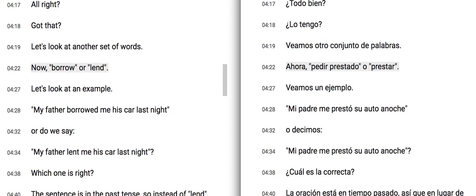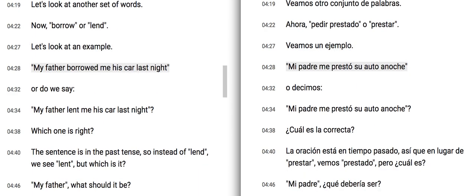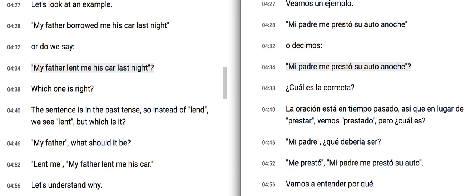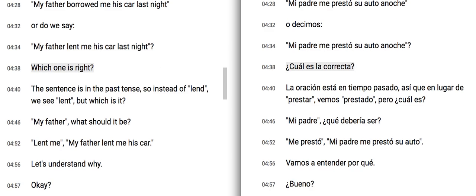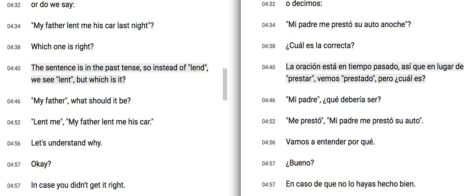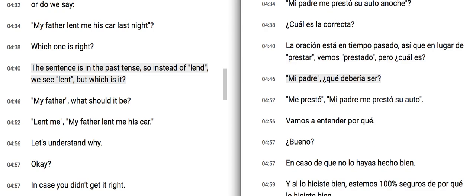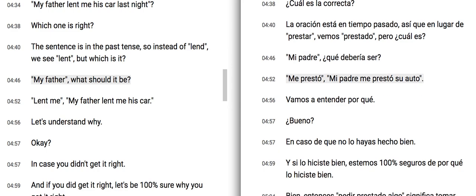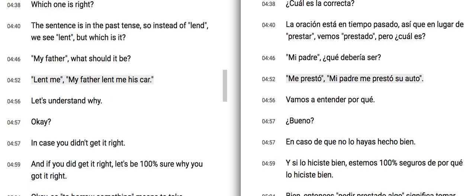Now, borrow or lend. Let's look at an example. My father borrowed me his car last night. Or do we say, my father lent me his car last night? Which one is right? The sentence is in the past tense. So instead of lend, we see lent. But which is it? My father, what should it be? Lent me. My father lent me his car.